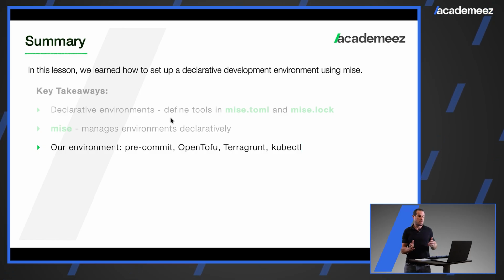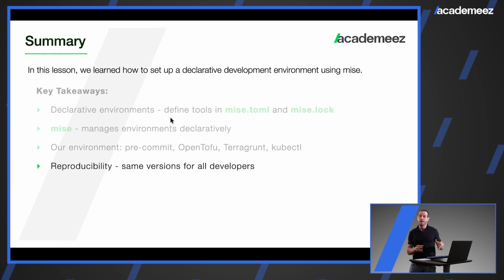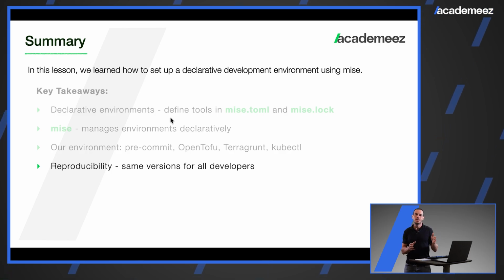Our environment is constructed for now. We might add more tools in the future. During the course development, we might add more tools, but for now, our environment consists of pre-commit, OpenTofu, Terragrunt, and kubectl. Reproducibility: we created a reproducible development environment. Every developer can now go to our repository. He sees a mise.toml, so he installs mise, he activates mise, and then he types mise install, and that's it. All the tools are installed. His computer is now configured for the development environment, and he can start writing code.